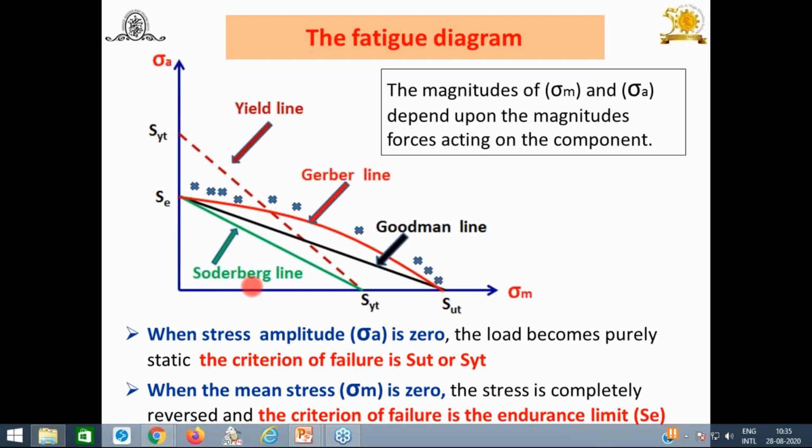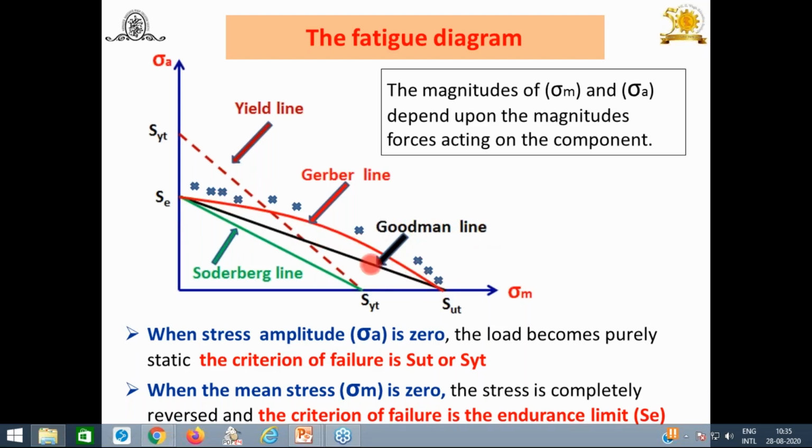Then the second one: again, SE is joined by this line with SUT on the X axis. Look at this other one, the black color line. SE on the Y axis and SUT on the X axis. This line is known as the Goodman line.